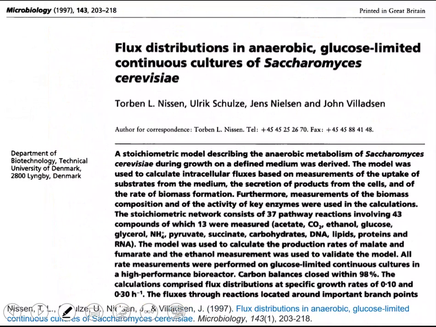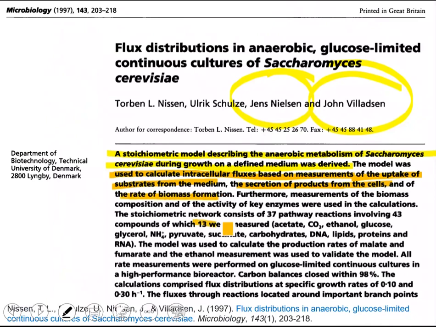Let's look at the other example, from 1997, from Jens Nielsen and John Villadsen's group, one of the key papers in the field. They say that a stoichiometric model describing the anaerobic metabolism of Saccharomyces cerevisiae during growth on a defined medium was derived. And the model was used to calculate intracellular fluxes based on measurements of uptake rates of substrates from the medium, secretion of products from the cells, and the rate of biomass formation. So they measured a lot of things.